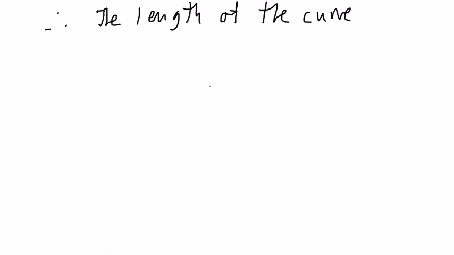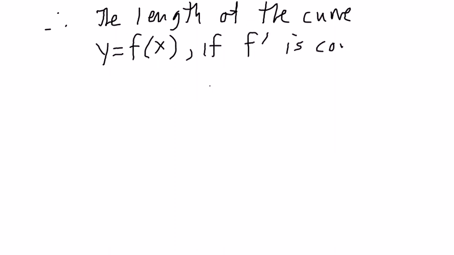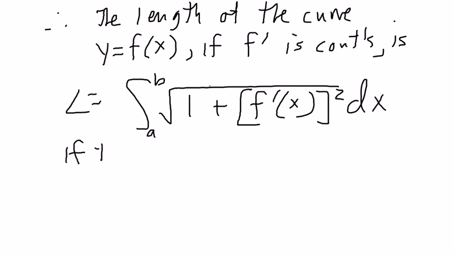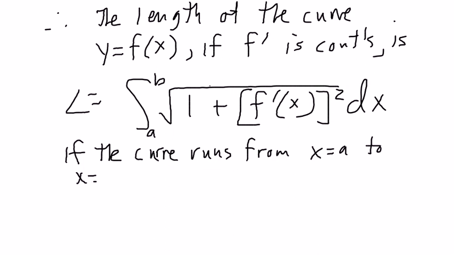Alright, so let's put down our results. So, therefore, the length of the curve y is equal to f of x, if f prime is continuous, is L is equal to the integral from a to b of the square root of 1 plus f prime at x squared dx, if the curve runs from x is equal to a to x is equal to b.